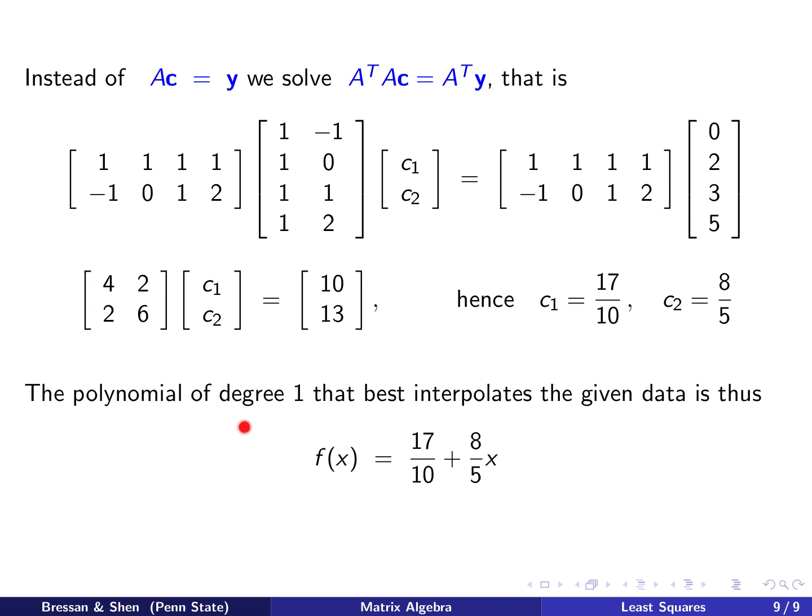That is, the polynomial of degree 1 that best fits our given data set is this function. f(x) is c1, which is 17 over 10, plus c2, which is 8 over 5, times x.